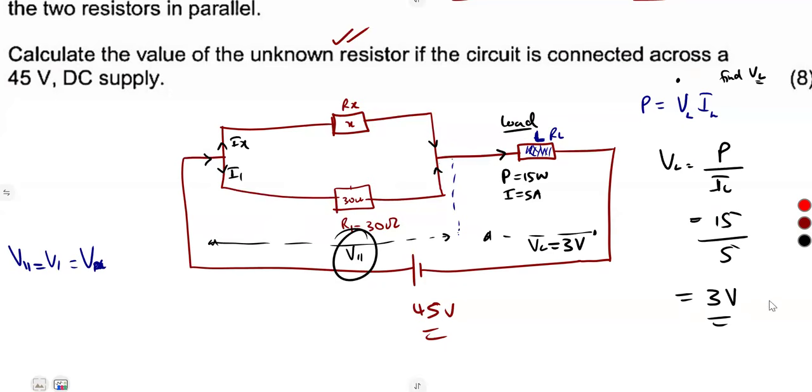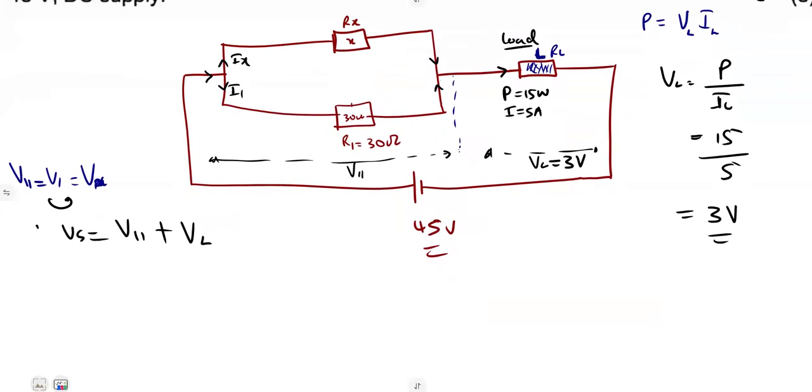What about the voltage in parallel? Because we know that voltage is the same. The supply here is the same as V parallel plus V load. If we add the voltage drops, these two give us what we have on the supply. So Vs minus VL is equal to V parallel, where Vs is our supply.